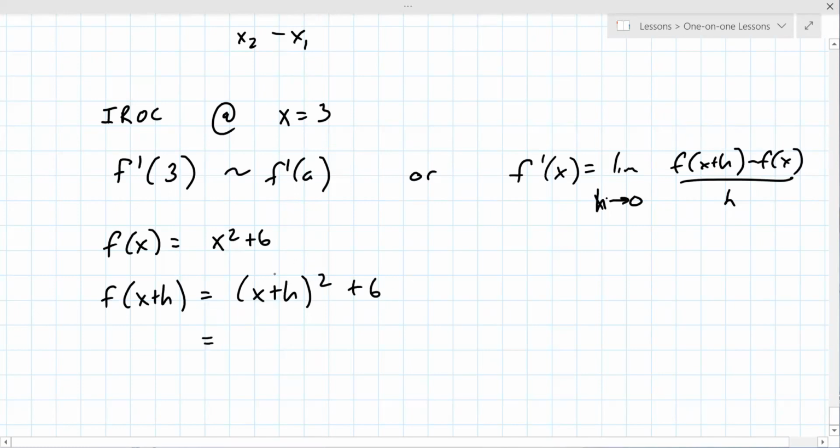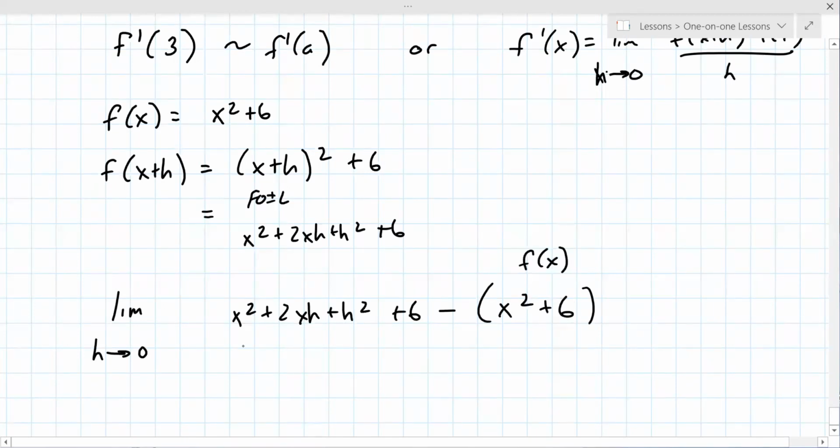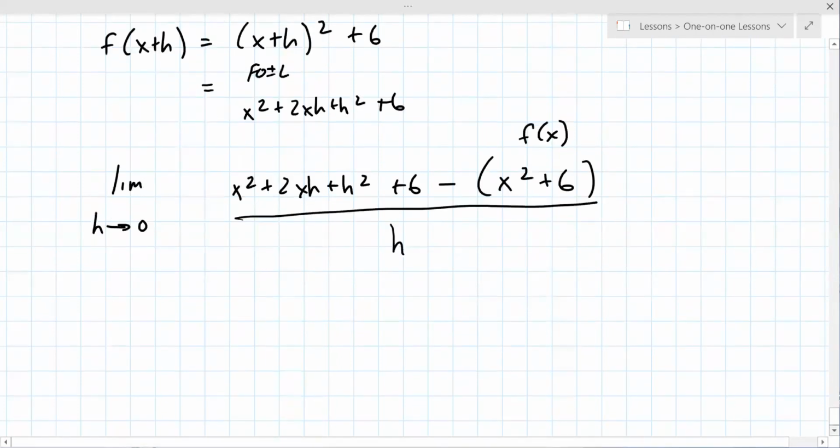So you're FOILing this: x squared plus 2xh plus h squared plus 6. And then we're writing this formula on the right here. We're trying to find the limit as h goes to 0, f of x plus h, so all of this, x squared plus 2xh plus h squared plus 6, minus f of x, minus x squared plus 6. This is your f of x, all over h. So now it's just a matter of doing some algebra.